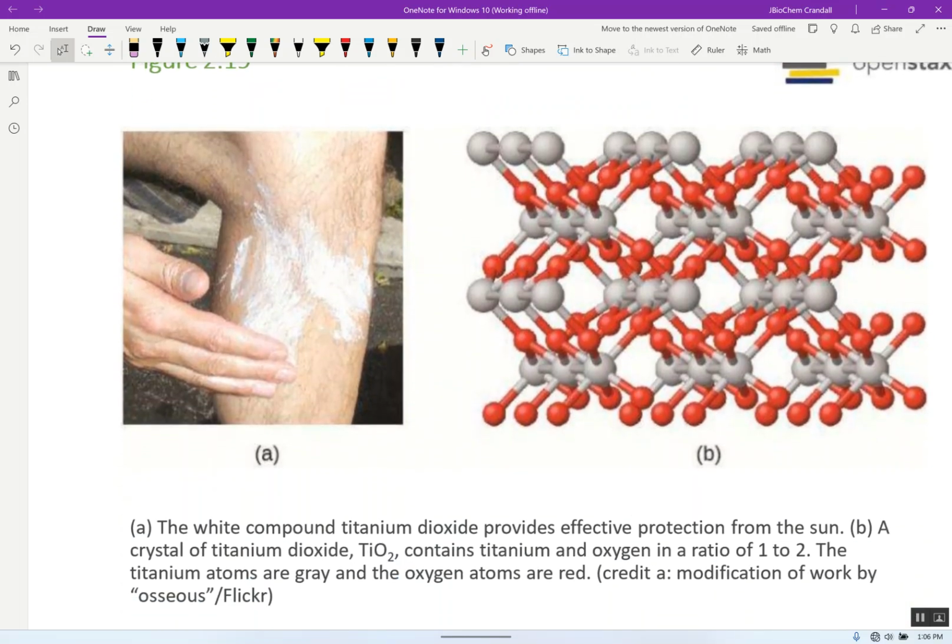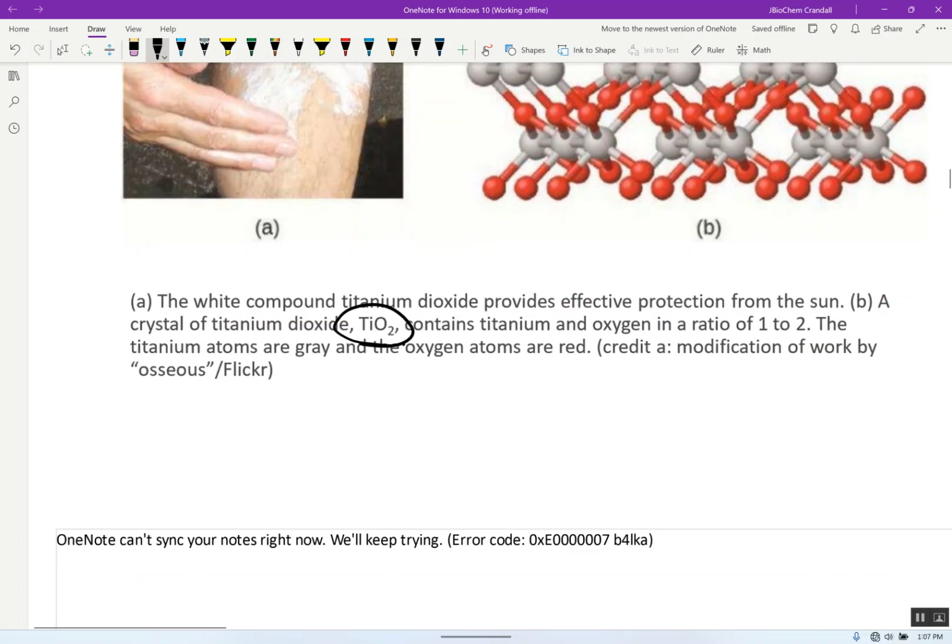Okay, here once again, we see a compound, and this titanium dioxide, or this titanium 4 oxide, is forming a crystalline structure, and it's the ratio of the oxygens to the titaniums that are forming that structure that we care about. 1 titanium for every 2 oxygens within the structure. That's how that structure would form. Okay.